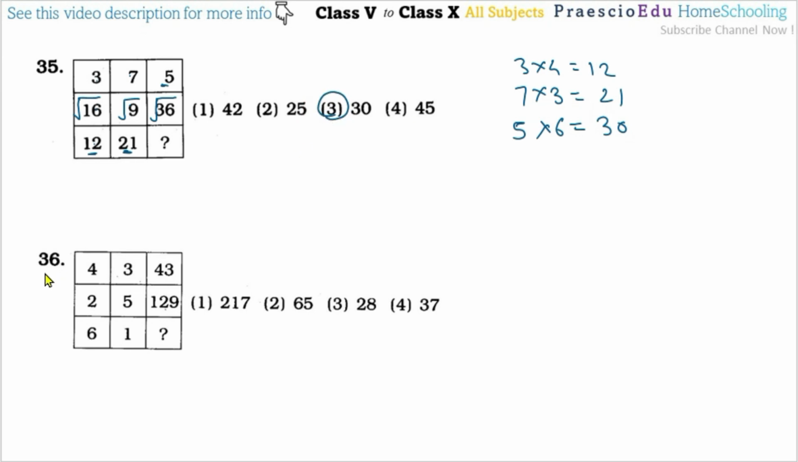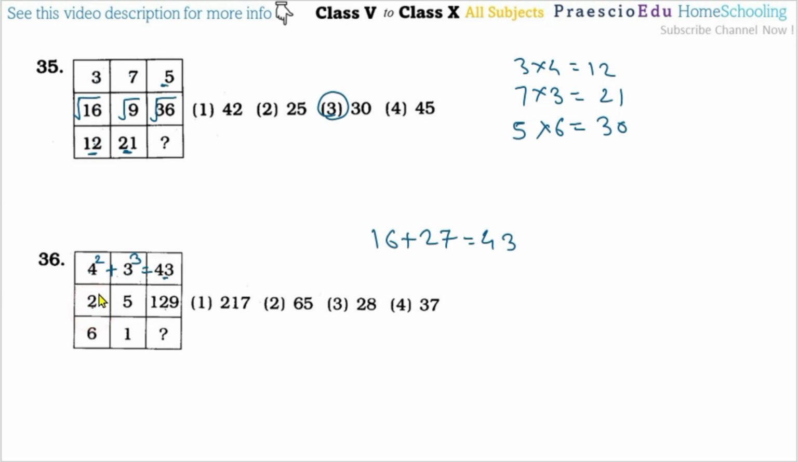Now question number 36. We have to make the first number's square and the second number's cube, and then add them, so we can get the final number. So 4 square is 16, and then adding 3's cube, which is 27, we are getting 43, and 43 is present here.